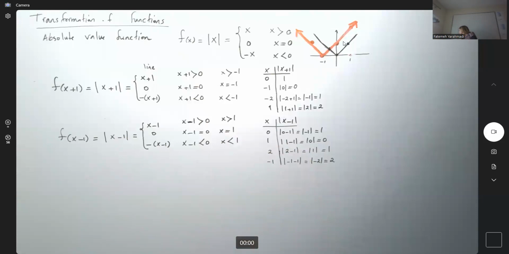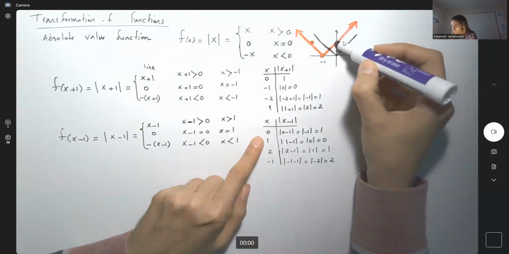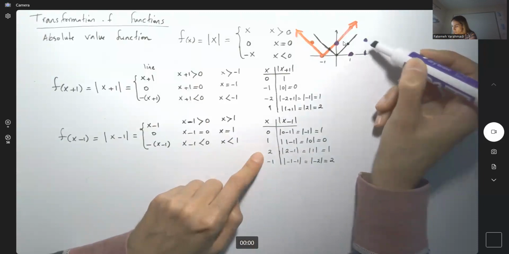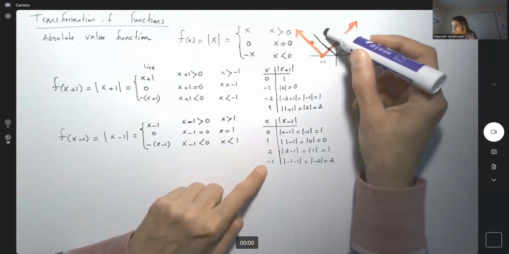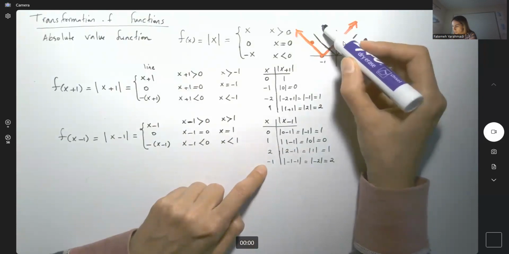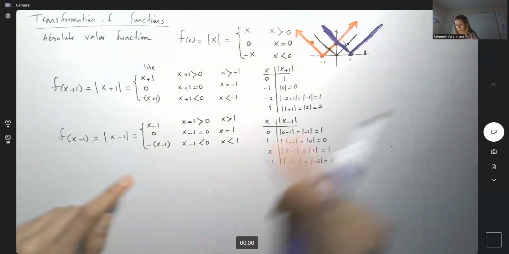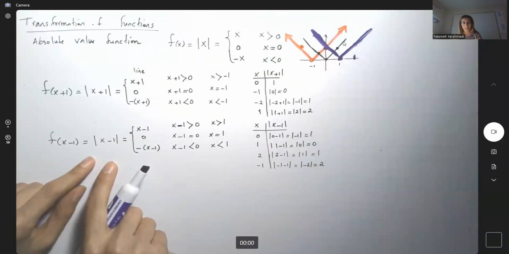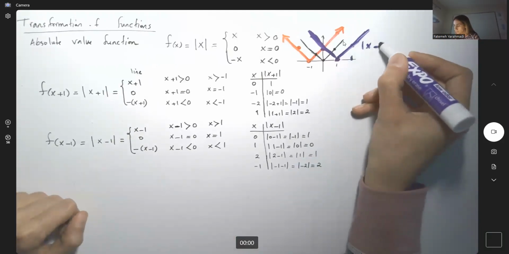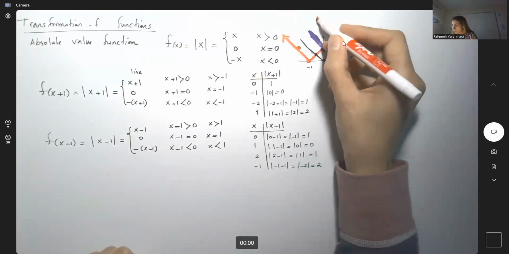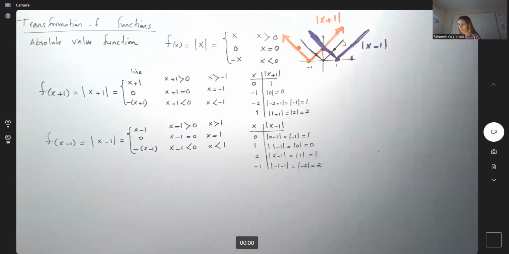So let's use a different color here. Okay. So 0 and 1. 1 and 0. 2 and 1. Negative 1 and 2. Take a look. Let's connect these together. And we have the graph of absolute value of x minus 1. And the red one is the absolute value of x plus 1. And this black one is the absolute value of x.